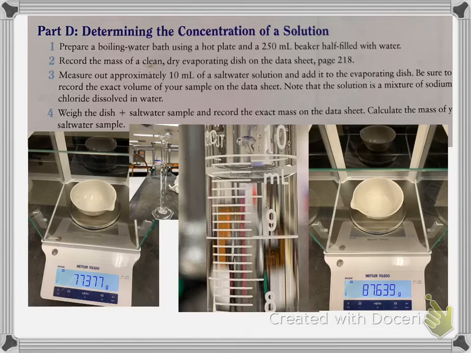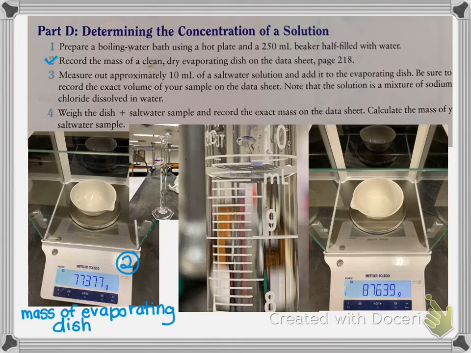Looking at the procedure, if you want to have it in your book, it just says prepare a boiling water bath, which I have a picture of on the next slide. I couldn't fit it into this slide. Step number 2 says record the mass of a clean, dry evaporating dish. So this is a picture of an evaporating dish, which looks kind of like a bowl. I cleaned it and I dried it. On your data page, you're going to record the mass of the clean, dry evaporating dish, all by itself. So we did that.